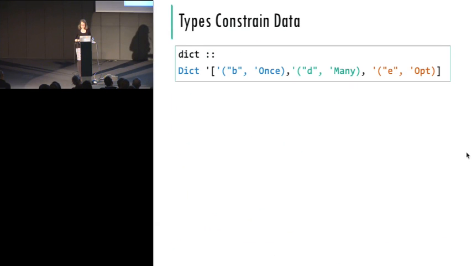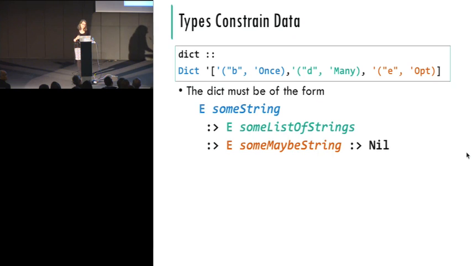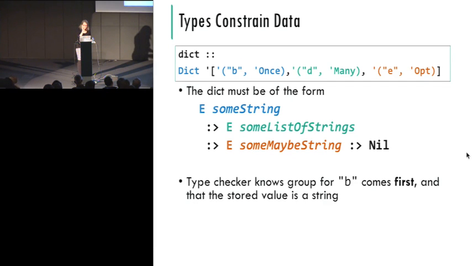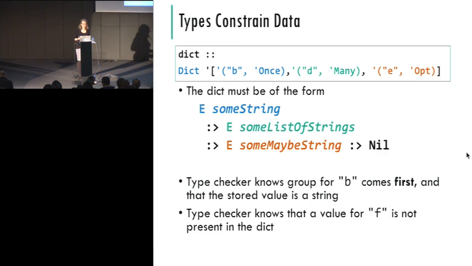Right? And so what that means is when we see a dictionary, when we see something that has this type, we know a lot about it. We know it must be of a very particular form. Right? It must have some string for B, it must have some list of strings for D, and then it must have an optional string, a maybe string for E, for that extension. Right? And so the type checker knows at compile time the order that the values are stored, and so then we can use type class resolution to access those values with the get function. And because the type checker knows at compile time that there's not an F in there, that's how we can do a type error.